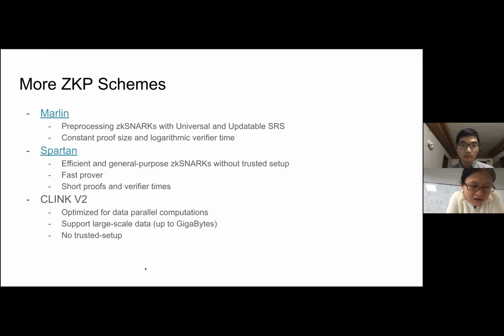And then there is Clink v2. Clink is a ZKP scheme that we proposed, and it is optimized for data parallel computations, and it can support larger scale data processing.